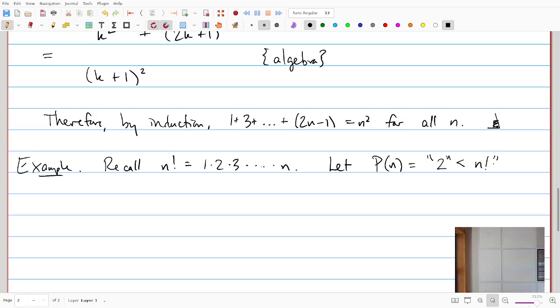So I could try to prove that P of n is true for all n. Something a little funny happens though, because actually it's not. In particular, P of 0 means two to the zero is less than zero factorial. What's two to the zero? One. One. What's zero factorial? Does anyone know?